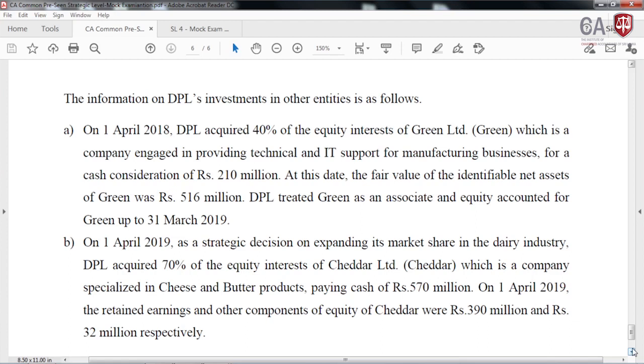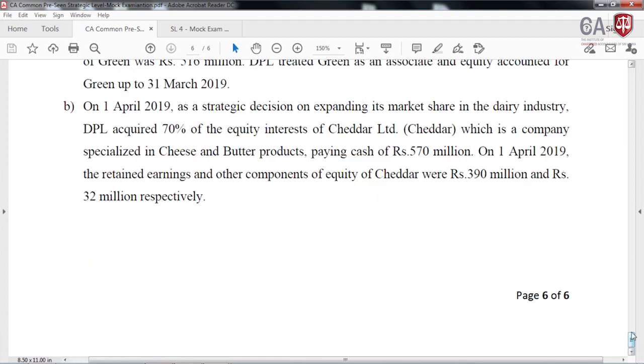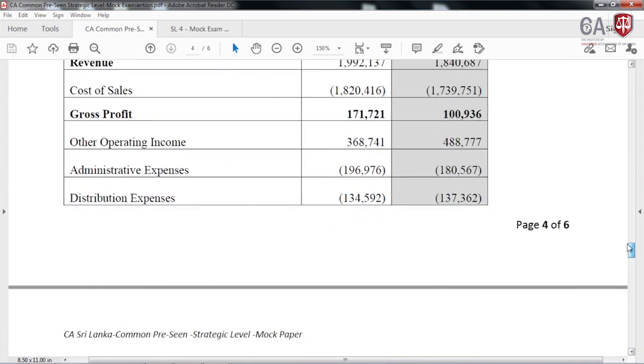It is an associate. Then on 1st April 2019, as a strategic decision on expanding its market share in the dairy industry, DPL acquired 7% equity interest of Cheddar Limited, which is a company specializing in cheese and butter products, paying cash of rupees 570 million. On 1st April 2019, the retained earnings and other components of equity of Cheddar were 390 million and 32 million respectively. So, this is very little information.